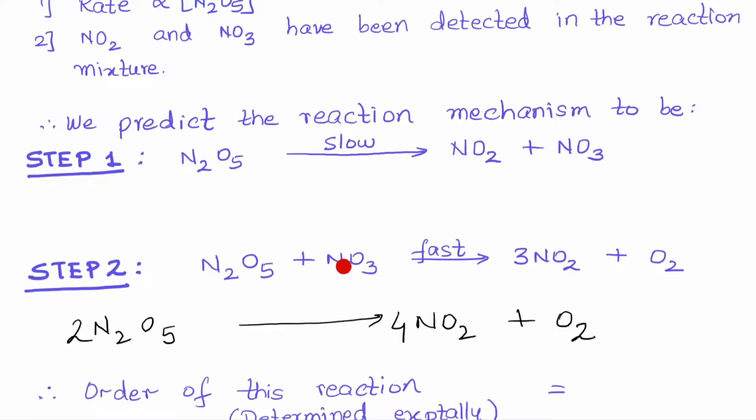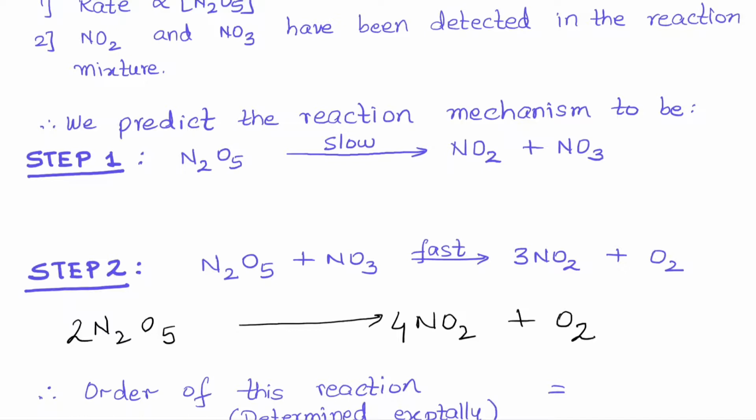So this NO3 goes and collides with another N2O5 molecule. And because NO3 is restless, it can't survive, it can't be alone. So it wants to change. So this reaction becomes very fast compared to the previous step, which is slow, resulting in the formation of 3NO2 and O2.